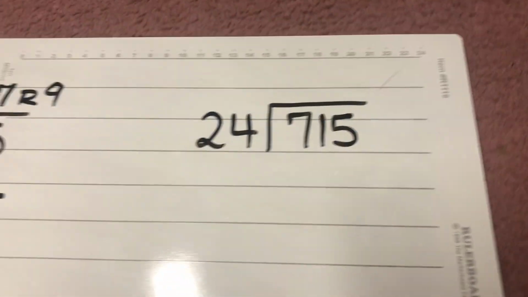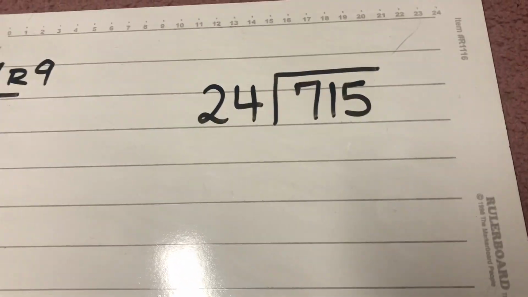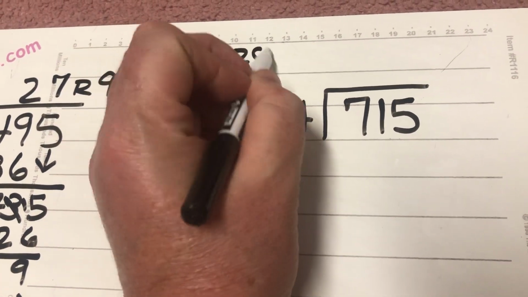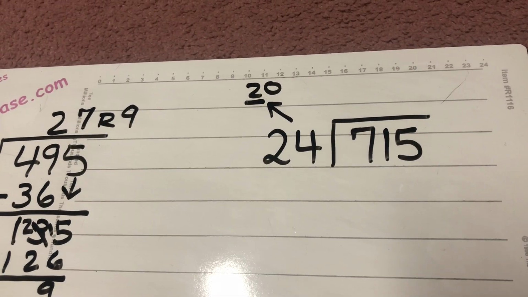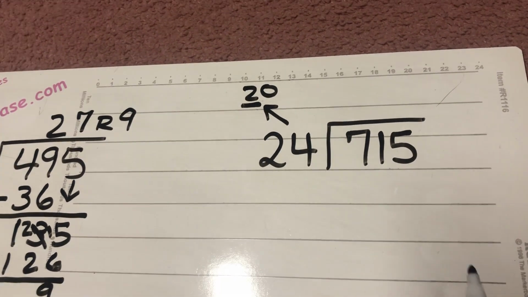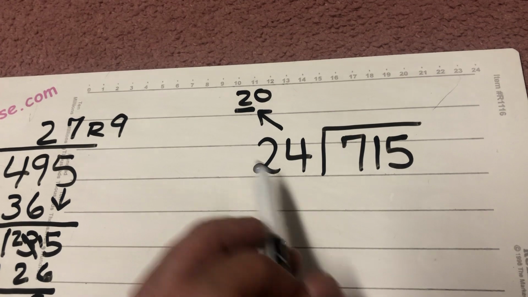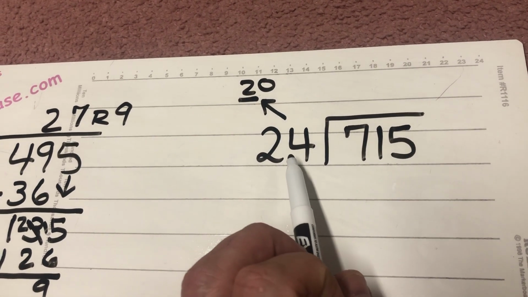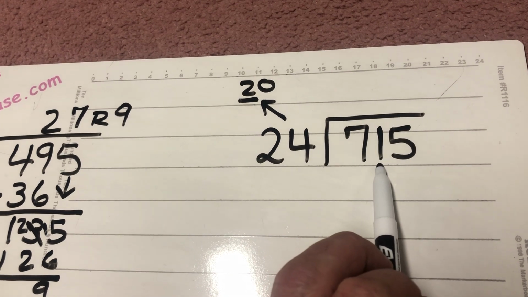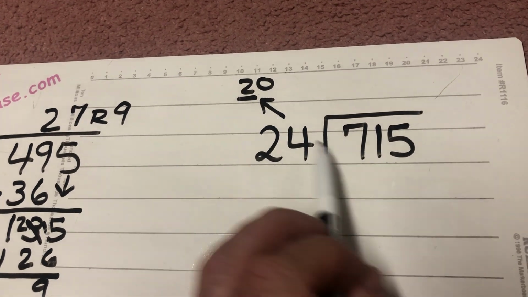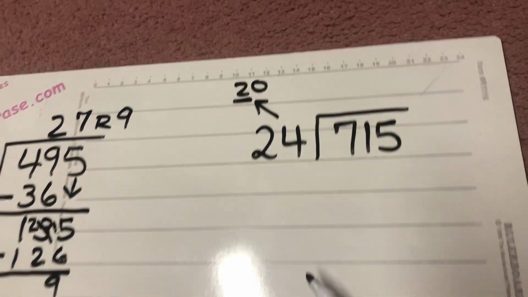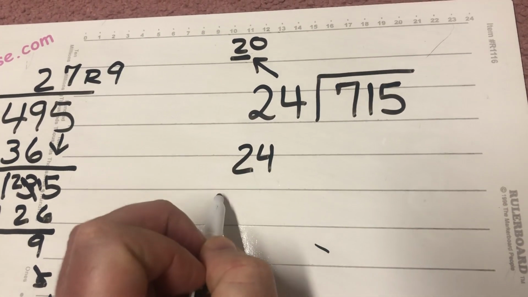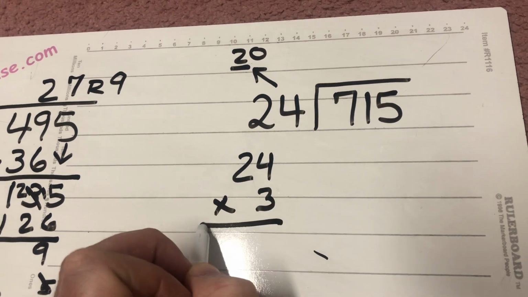All right, my last one, 715 divided by 24. Well, 24 is going to get rounded down to 20. I'm going to use the smaller number 2, because I'm going to think that the number of times that 2 can go into 7 is the same number of times that 24 can go into 71, because I know that 24 can't go into 7. Well, 2 can go into 7 3 times. I know that because 2 times 3 is 6. So I'm going to try 24 times 3.